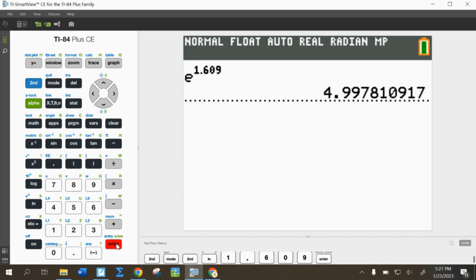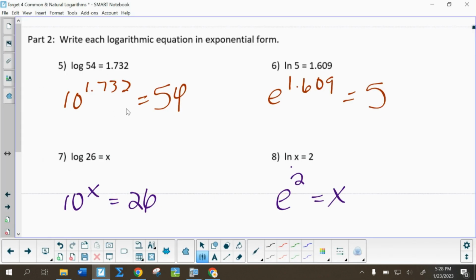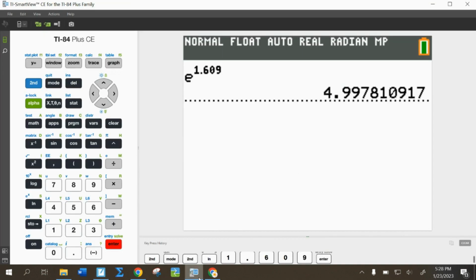Okay, so it's 4.998 because this was rounded, right? So it's a little bit off, but pretty close. And then the other one was a log base 10. So here is our log base 10. So I'm going to do 10 to the 1.732.